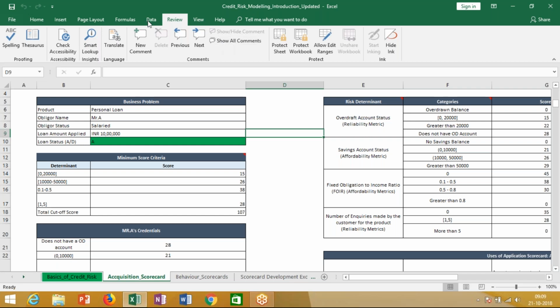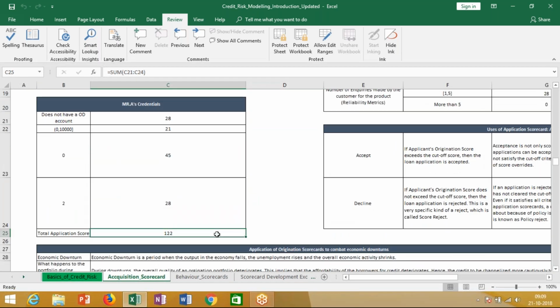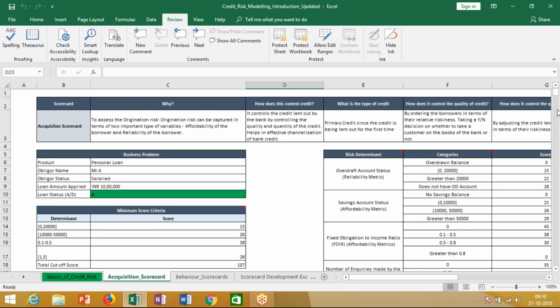However, this is one way we looked at it. We saw that the minimum score required for the credit being given was 107, whereas the observed score of Mr. A was 122. The observed score is greater than the minimum cutoff score, and hence he's given the credit. This is a very simple way in which an acquisition scorecard can be used to take an accept or decline decision. However, the major challenges with developing an application scorecard come in when we try to reach the final set of factors which explain the model.